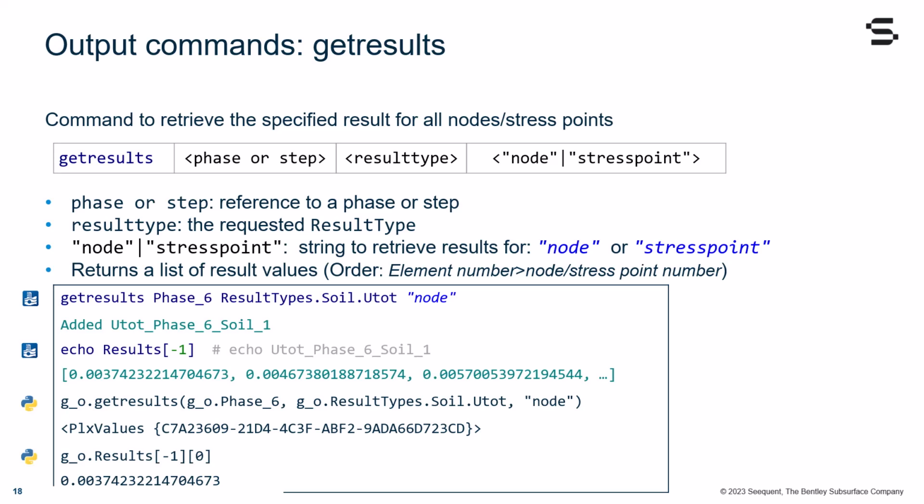In the example below, you can see the command for phase 6, querying the results for total deformations on nodes. I then echo the results -1, which points to the lastly created results list, and I can see the full list of values. In the same manner, I can write the commands in Python.